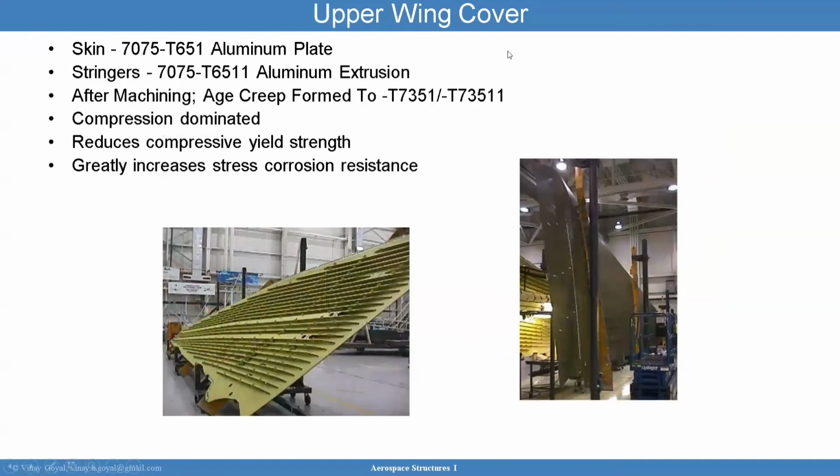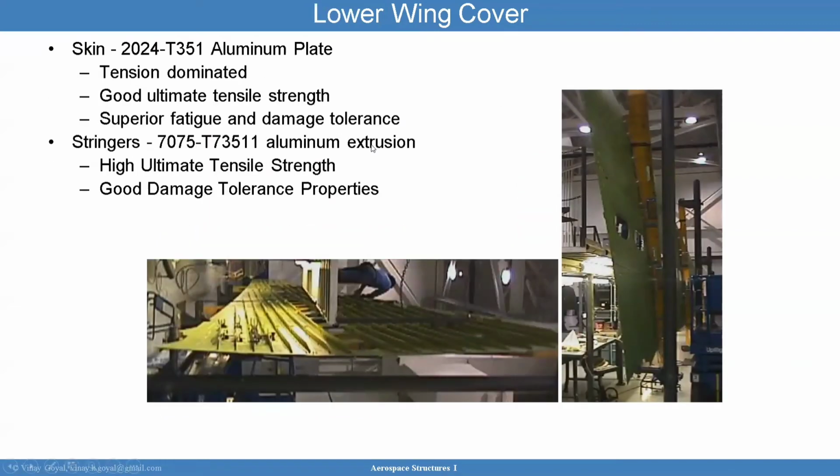So I want to make sure you understand, here's the upper wing cover. You can imagine the wing lifting upwards so that the upper wing is under compression. And that's why we want something with good compression yield strength. The lower wing cover is under tension because the wing bends upwards. And so then it makes sense I need something tension dominated and with good damage tolerance properties. And you can see here some images of that.